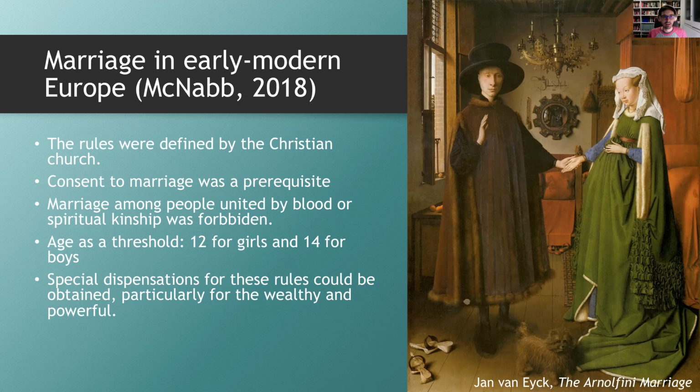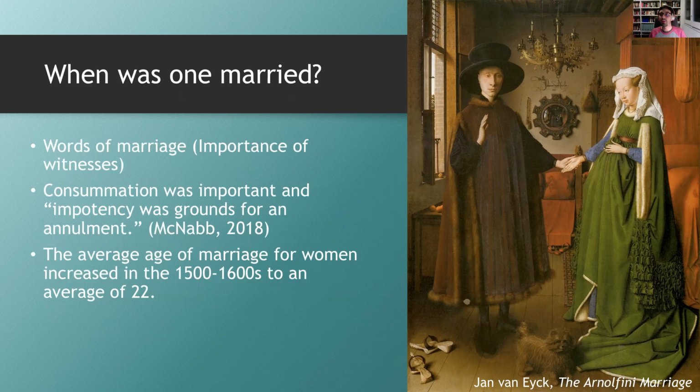All right, so how did one become married? Well, it was important to express the will to get married in front of a church official, a priest, and there had to be witnesses. So these words needed to be pronounced in front of other people so that people could ascertain that in fact people were becoming married. And sometimes sex was also important. Consummation could be an important factor. Impotency, for example, could be grounds for the annulment of a marriage.